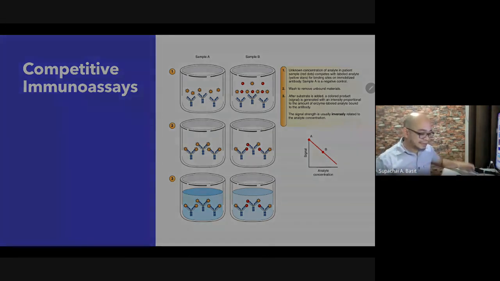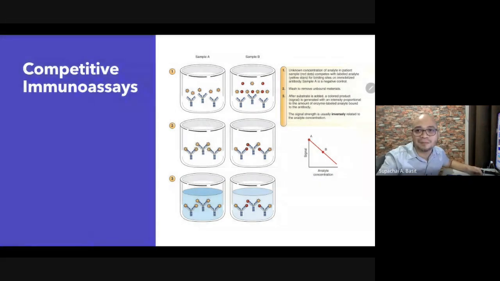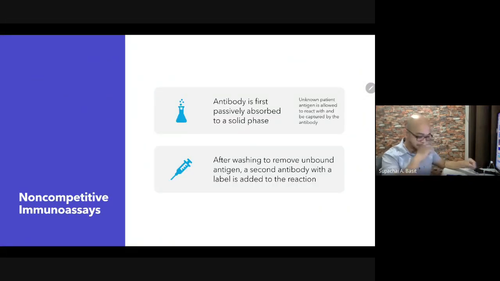So I hope you understand the principle of competitive binding, competitive immunoassay. Now this is the non-competitive immunoassay. The antibody is first absorbed to a solid phase. A solid phase could be a plate or a tube. And then the unknown patient sample is allowed to be captured. So this is your antibody, and this is your antigen.